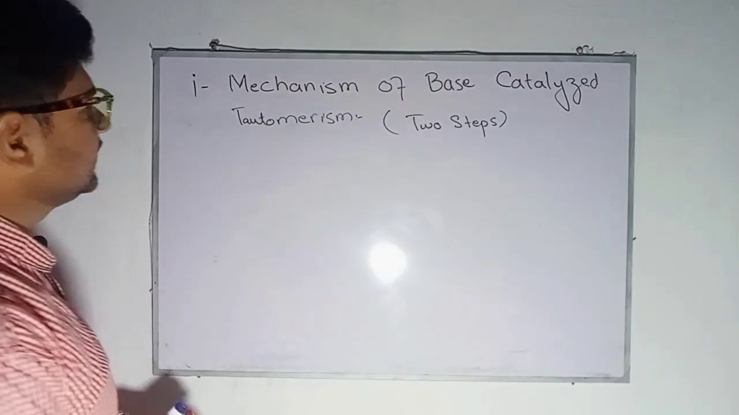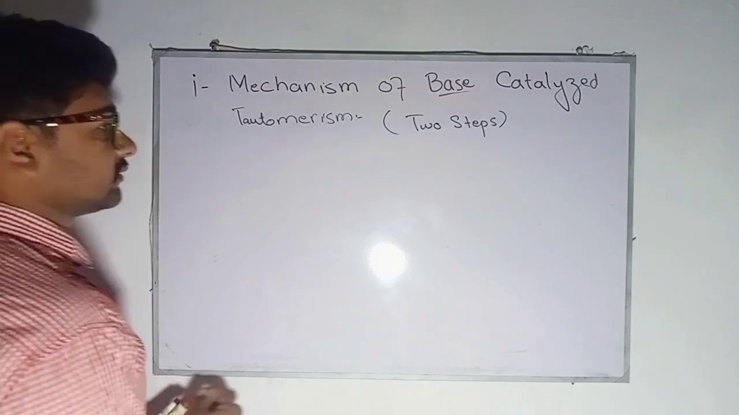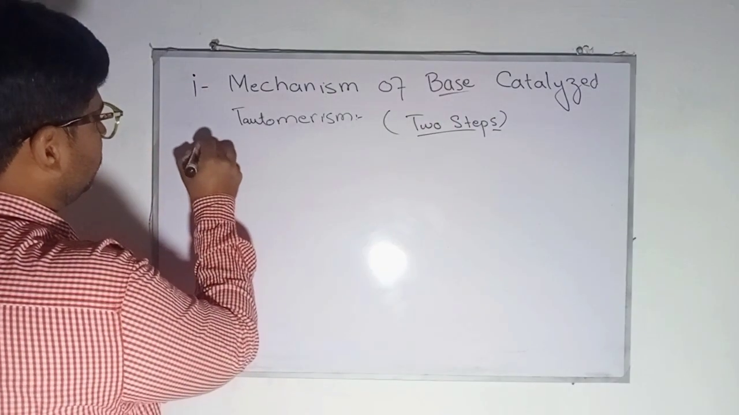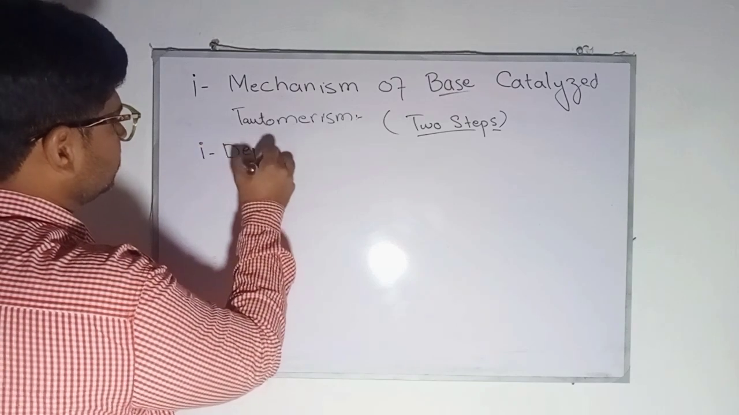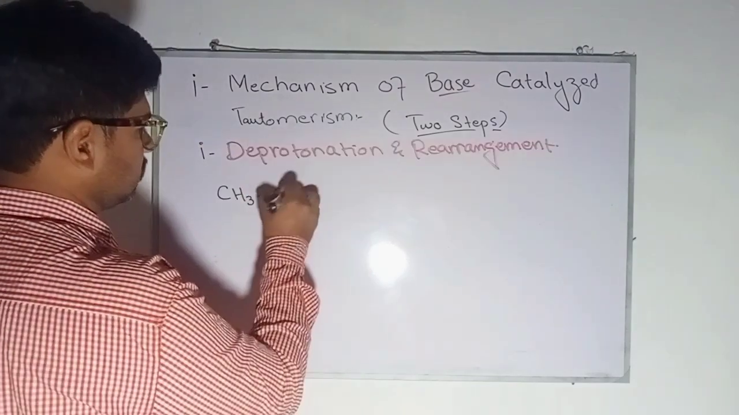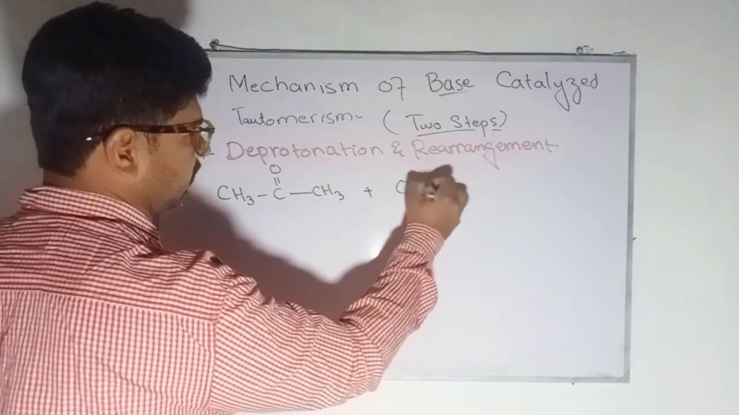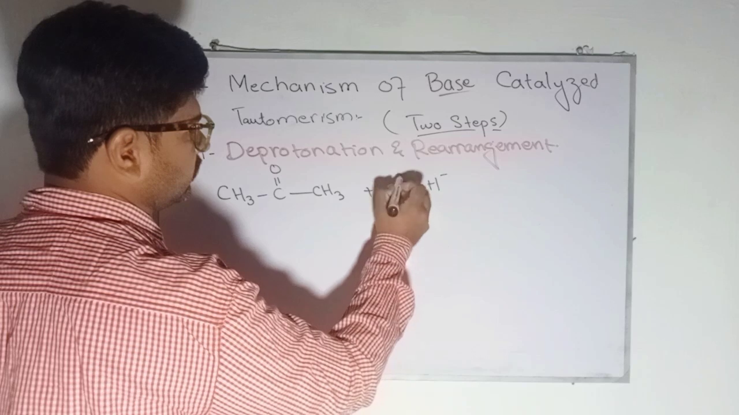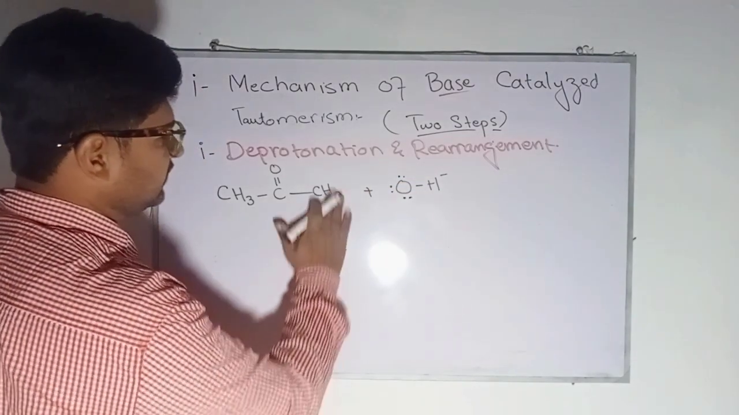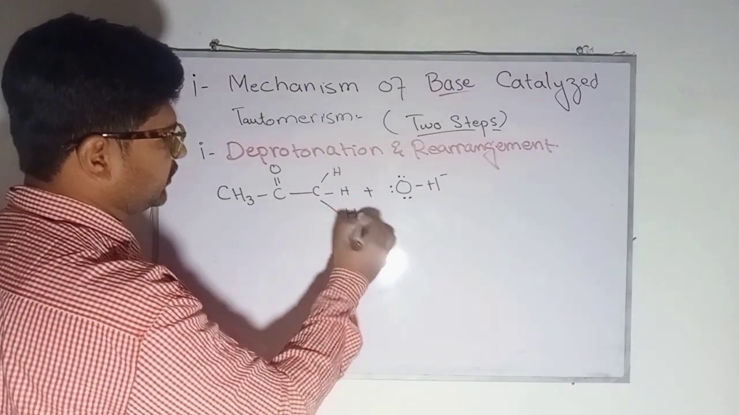Next, we are going to discuss the base catalyzed tautomerism. It is also a two-step mechanism. In step number 1, the first step will undergo deprotonation. Ketone will react with hydroxyl group. So you can imagine from which place the deprotonation will take place.